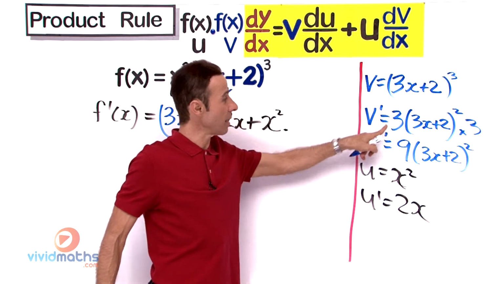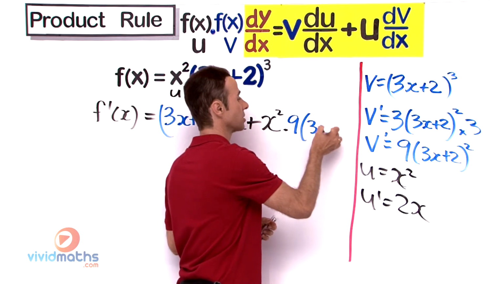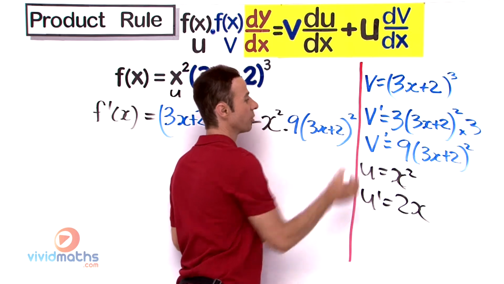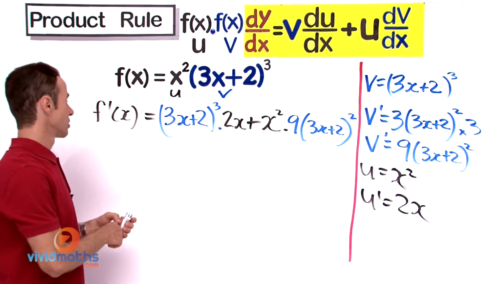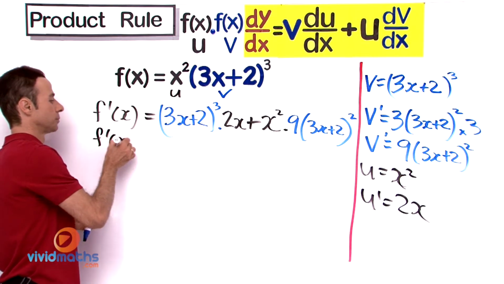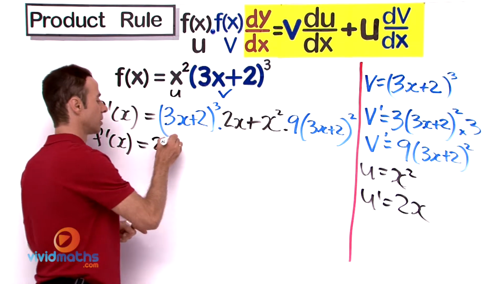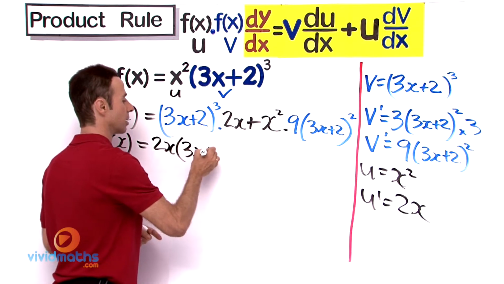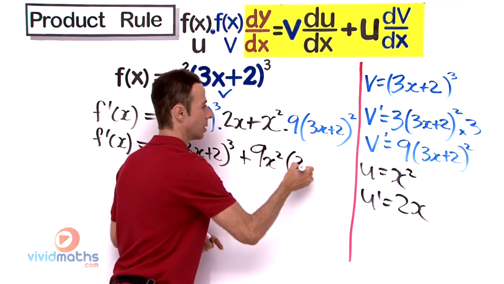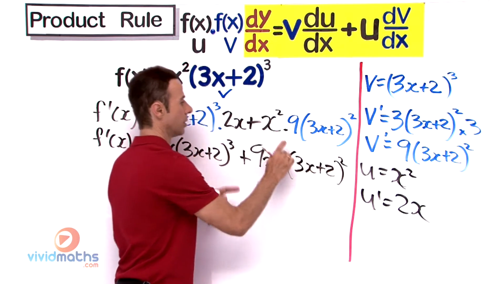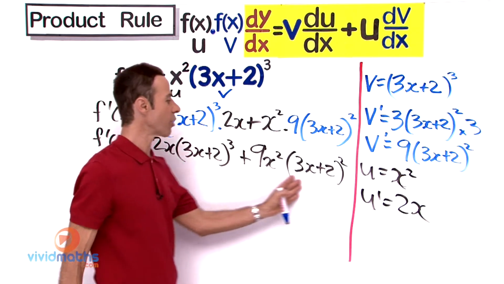Let's find v dash right up there. Here it is: it's 9 in the front, so that's 9 bracket 3x plus 2 all squared. Remember, we dropped that power by 1 earlier. So let's go through this and simplify it. We can take the 2x out the front. The x squared times the 9 is right there, and the 2x we just brought to the front. So that's the same, we've just rearranged it a little bit.